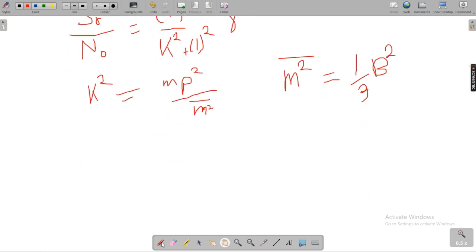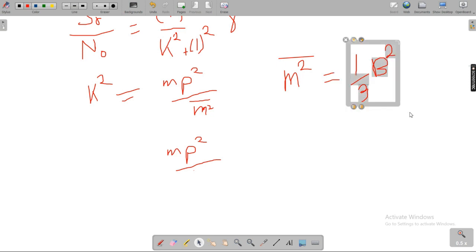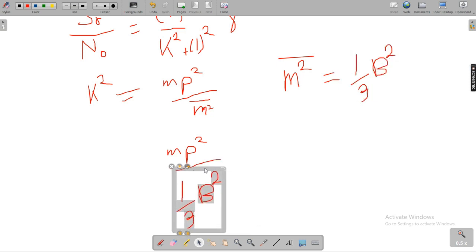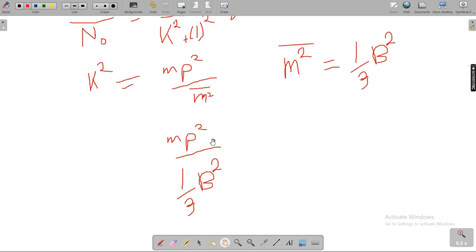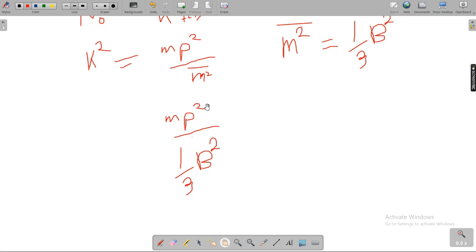So I will just substitute here. I will remove the m square mean value and substitute by this term. This is what we will do right now. I will remove this term and I will substitute with this term right here. So what will I get? First of all, I would just like to say something is that mp square is the same as p square.